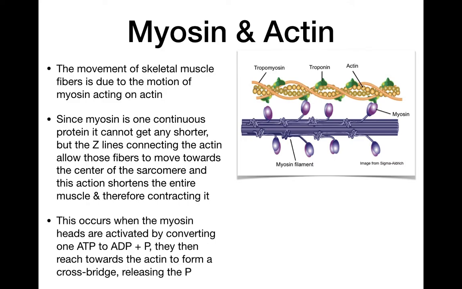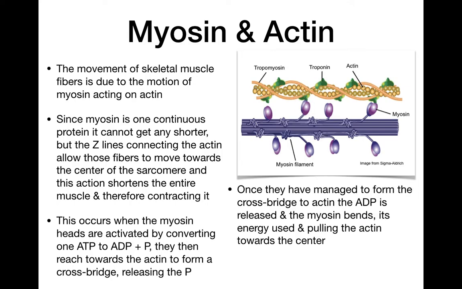This happens when myosin heads are activated. The myosin heads can be activated when one ATP is converted to ADP and a phosphate. That allows them to reach out and try to grab the actin. That connection between myosin and actin is called a cross bridge. When they're done with that, they release the phosphate group. Then the ADP is released after it's bound to the actin, and that release of energy allows the myosin to move forward and pull the actin towards the center of the sarcomere.